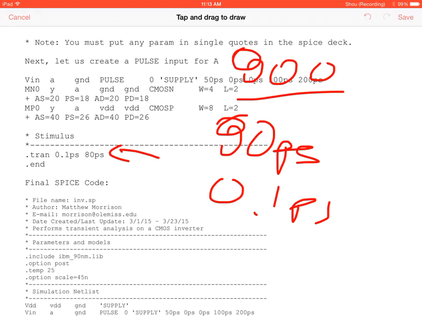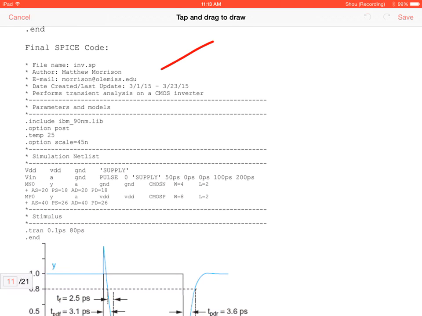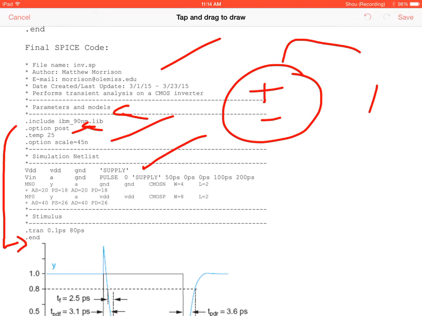So let's go over this last segment of code. So this is the whole code. We have our description. We have our file that we've included. We have done .post, so first thing we do is end it with .end. We have our temperature, since we're simulating at room temperature, 25 degrees Celsius. And then we have set our option scale to 45 nanometers, because that was what we were defining as lambda. We have our input voltage supply. We have set VDD as 1 volt.